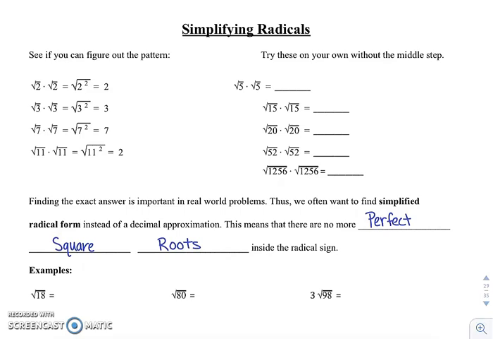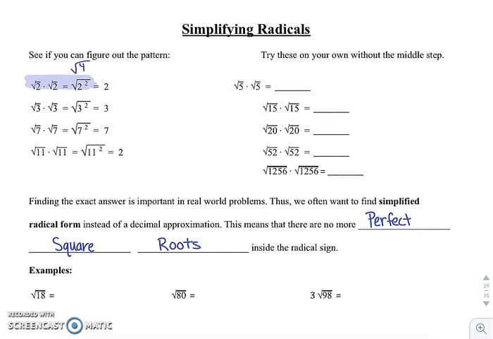In this video, we're going to look at simplifying radicals. There is a pattern to this. So if you look over on the left-hand side, you'll see that you've got the square root of 2 times the square root of 2. So really, it is the square root of 2 squared. But what is 2 squared?